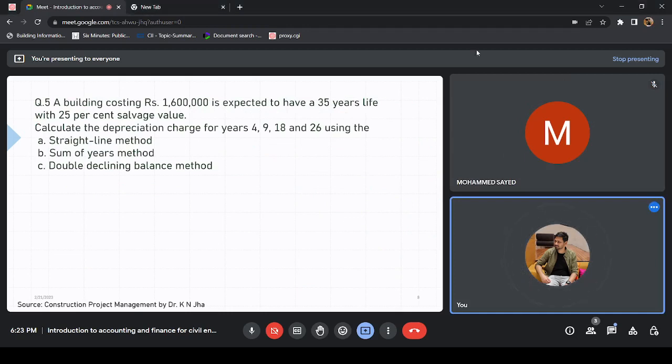So, coming to the second part, a building costing rupees 16 lakh is expected to have a 35-year life with 25% salvage value. Calculate the depreciation charge for years 4, 9, 18, and 26 using straight line method, sum of years method, and double declining balance method. So, first of all, my question to you would be, what is depreciation and why depreciation?